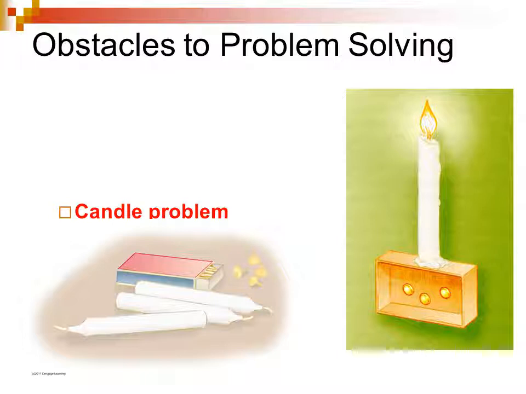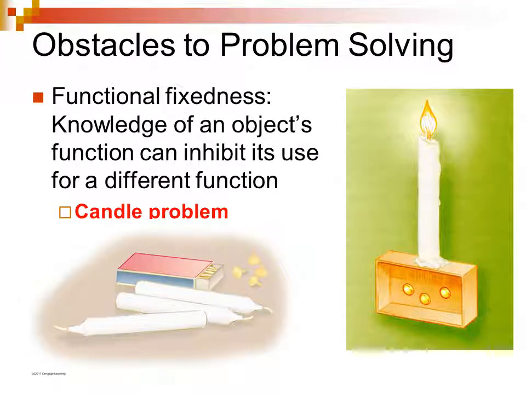The reason they have trouble coming up with this solution, specifically using the matchbox as a candle holder, is something known as functional fixedness, which is that knowledge of an object's function can inhibit its use for a different function. The idea is that matchboxes are typically used as containers to hold matches. That's their normal function, not to provide support to other objects. And so it doesn't occur to participants to use them for a different function. That's functional fixedness. Again, knowledge of an object's function can inhibit its use for a different function.